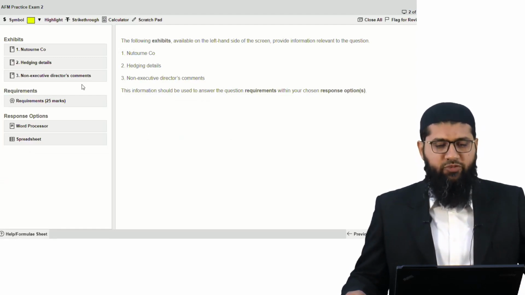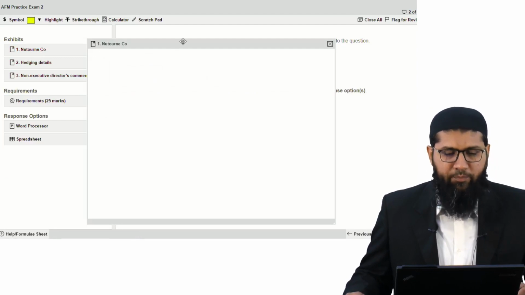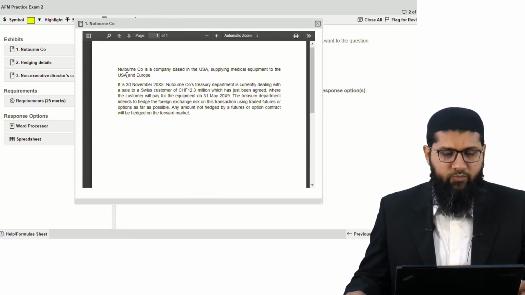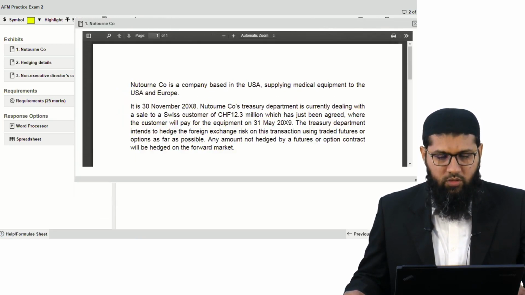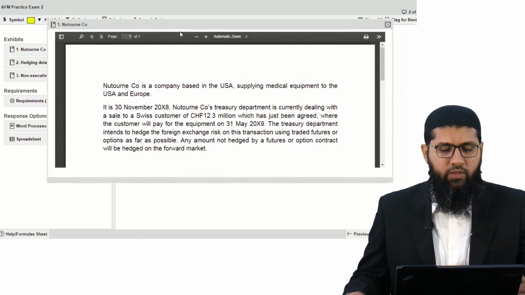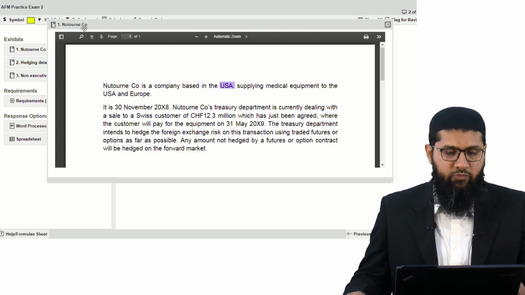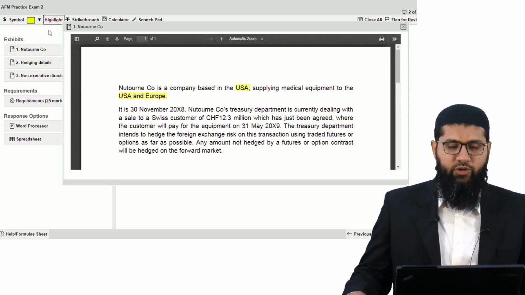Okay, now let's talk about this Nouturne company and what exactly the scenario is all about. It says Nouturne company is a company based in the USA supplying medical equipment to USA and Europe. So you are based in USA, and you're supplying to USA and Europe.